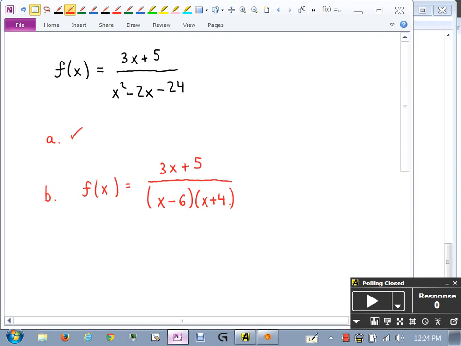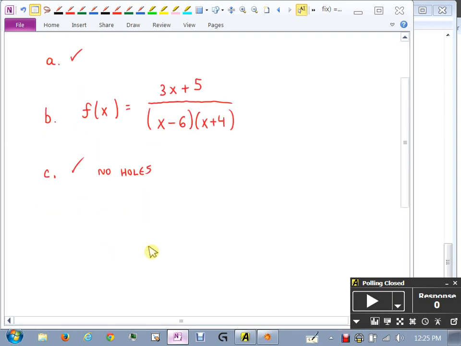It's completely factored, right? Step C. Oh, wait, no. Step B. Completely factored. Yeah, step C. Look for common factors. If you have them, cancel them out. Remember, you'll have a hole at whatever x value makes the factor 0. Do we have any common factors? No. Step C, check. Done. No holes. Okay? I have no holes in this graph. I don't cancel anything out.